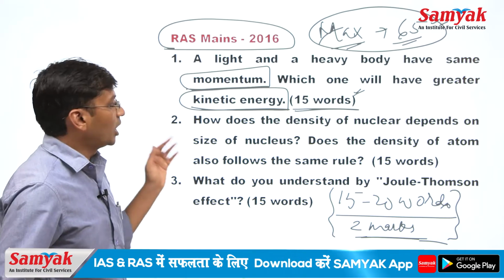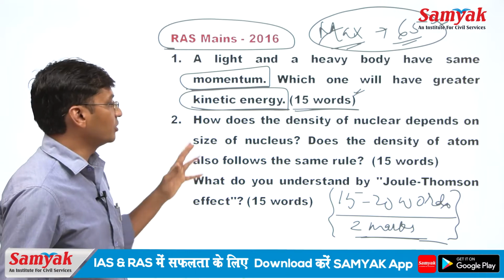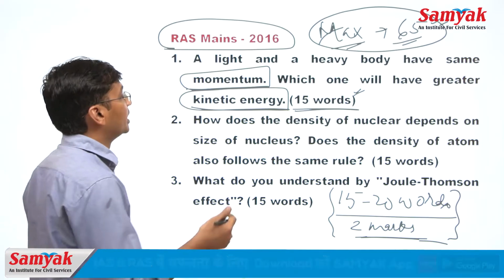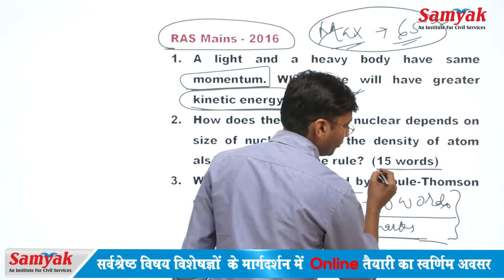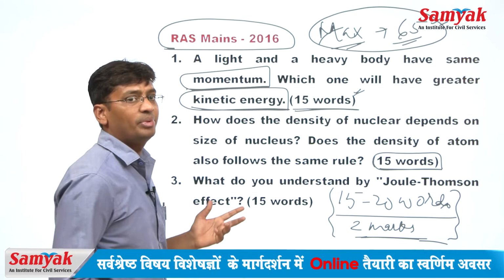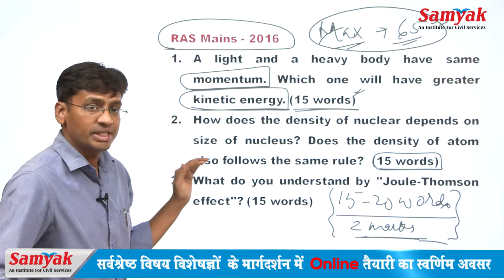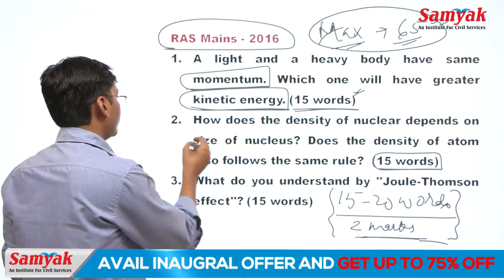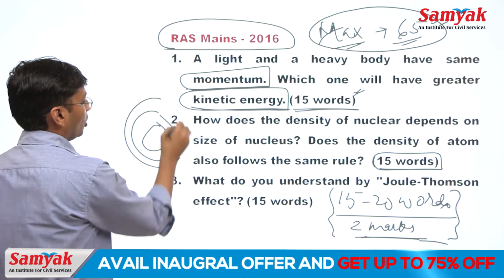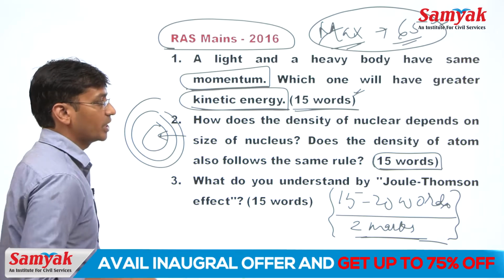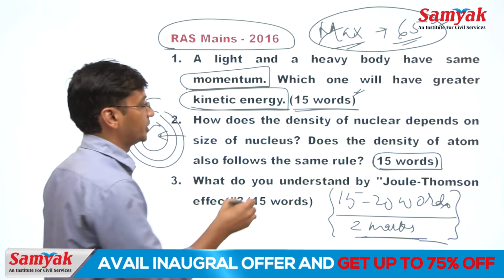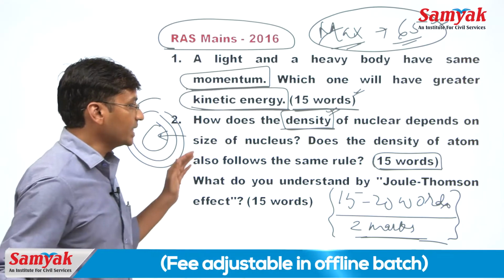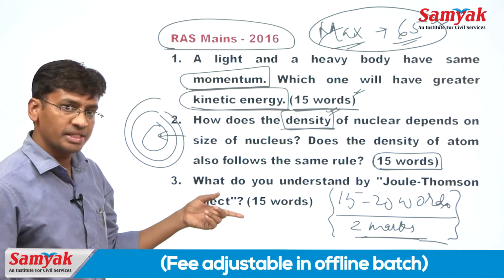Second is: how does the density of a nucleus depend on the size of the nucleus? Does the density of an atom follow the same rule? Okay. Here it is of 15 words and 2 questions have been asked. So, you have to answer both of the questions separately, that is how does the density of the nucleus depend on the size of the nucleus, means if the size of the nucleus increases or decreases, then what is the effect on the density. The next is: does the density of an atom also follow the same rule?